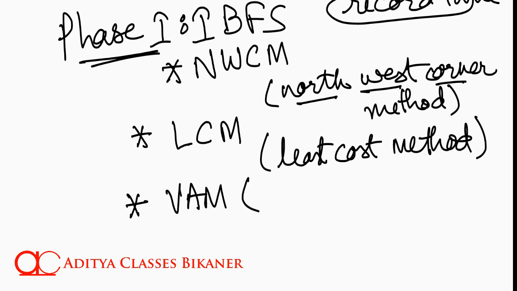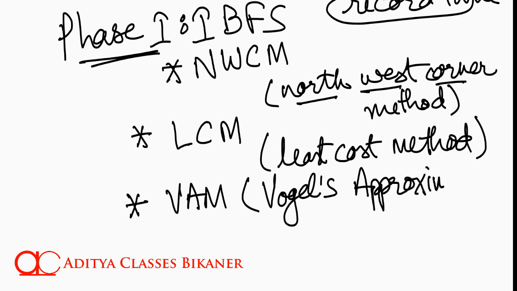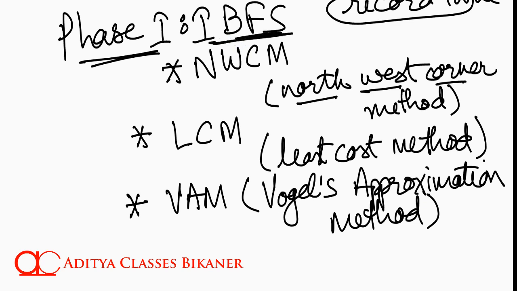And finally, for IBFS, the best method, a method that 6, 7, 8 times out of 10 will give you the best possible solution in first go. It is Vogel's approximation method. So these are three methods that we'll learn for IBFS, initial solution.